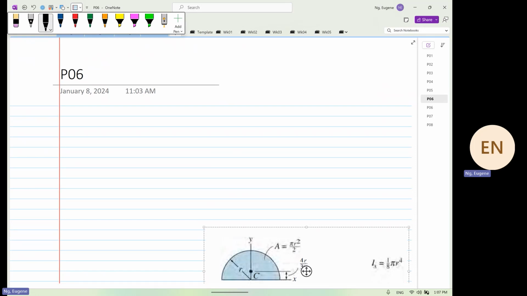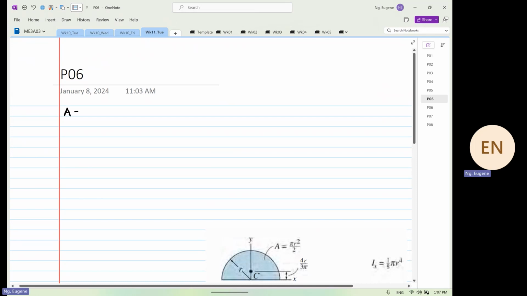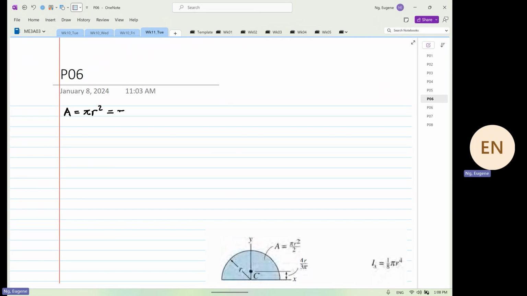Okay, so A is equal to pi r squared. So pi, the radius is 0.03 squared. So this will be equal to 0.03 squared times pi is equal to 2.827 times 10 to the power minus 3 meter squared.